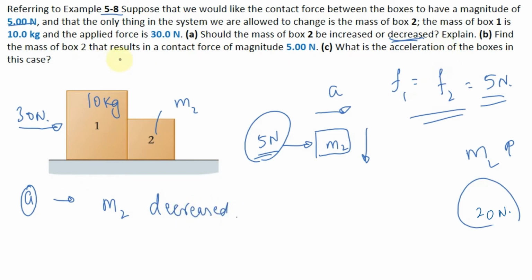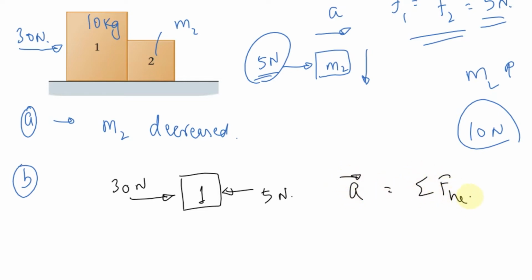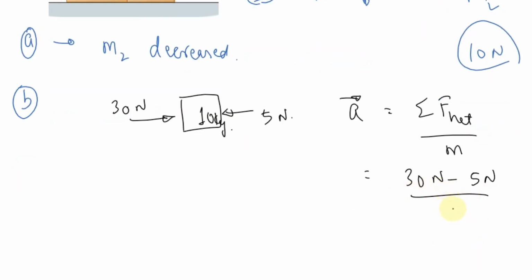Now next in the B part we need to find the mass of box 2. Okay, let's see. First we have to calculate this acceleration a, and then we can easily calculate the mass m2 by using Newton's second law of motion. So if we consider the free body diagram for box 1, here we have the 30 Newton force that we are applying, and the contact force is 5 Newton that we want. By using Newton's second law of motion, the acceleration will be net force divided by the mass, and mass for this box 1 is 10 kg. So net force we have 30 Newton minus 5 Newton, divided by 10. So that would be 2.5 meters per second squared. This would be the acceleration.